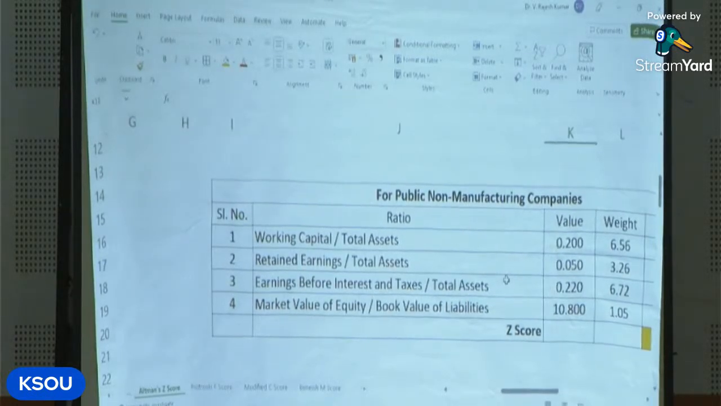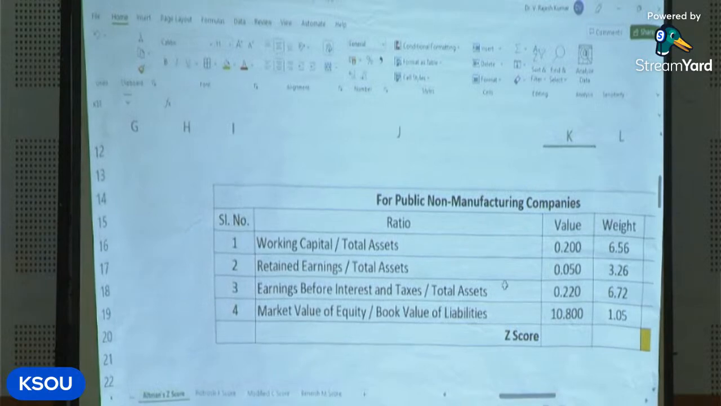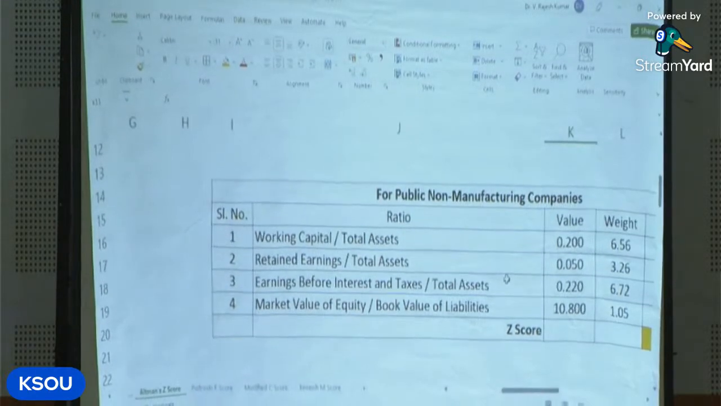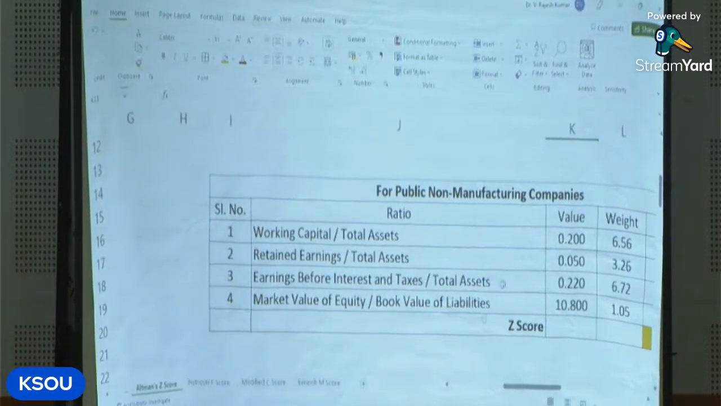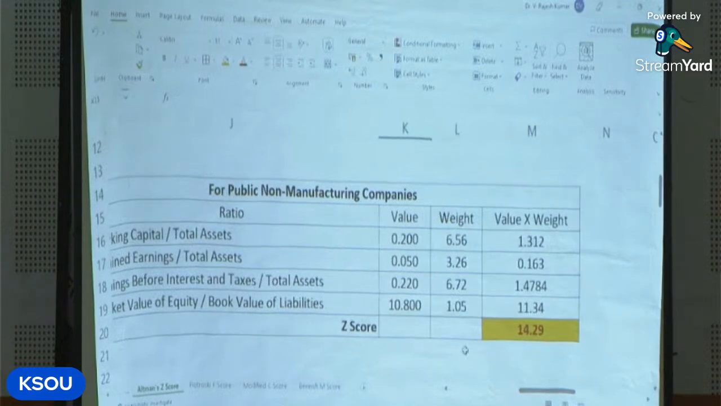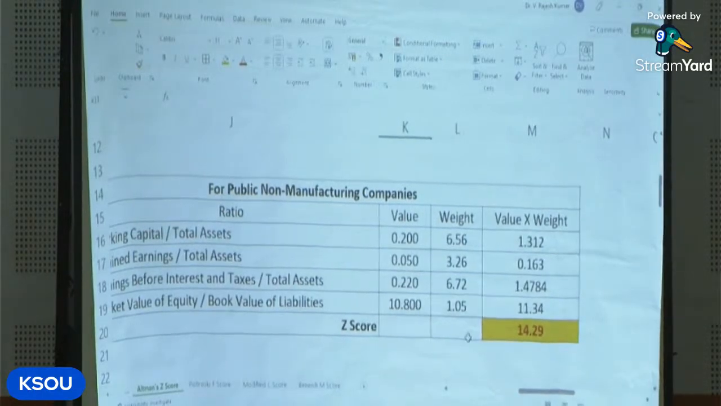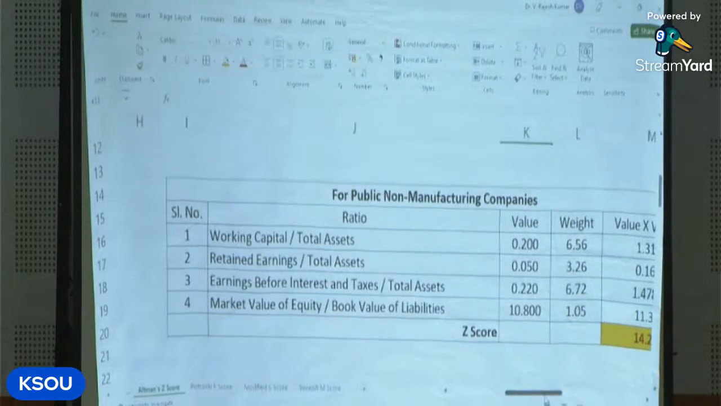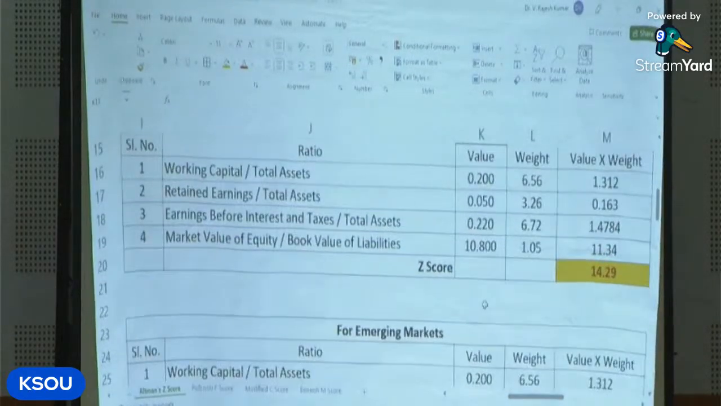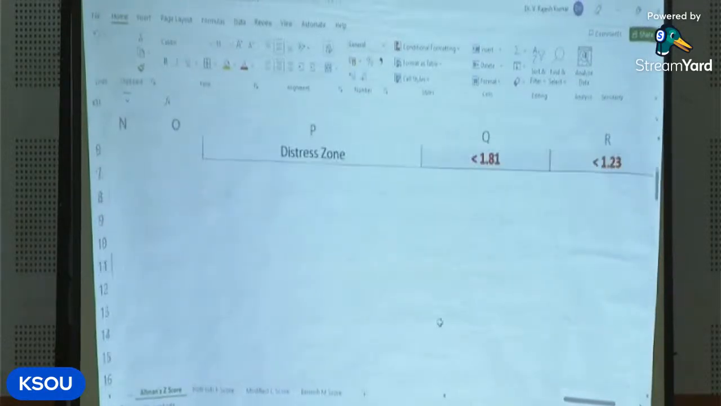Trading entities, non-manufacturing, what assets? Furniture, etc. Will it have a big role to play? No. The non-productive assets are more. So there's no need to incorporate that. But weights are different. If the same example I gave you were a non-manufacturing entity, this would have been the score, 14.29. But how to read this?